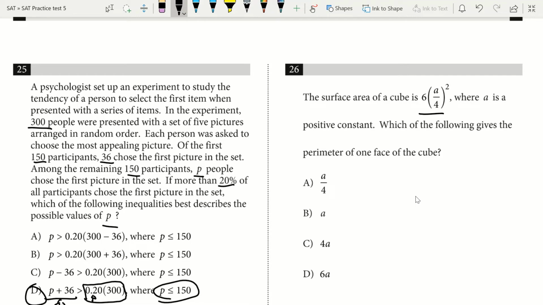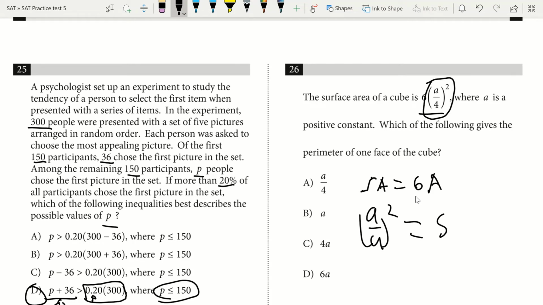All right, the surface area of a cube is 6 times quantity A over 4 squared, where A is a positive constant. Which of the following gives the perimeter of one face of the cube? All right, well, surface area, SA, is equal to 6 times the area of each side. Well, that means that my area of each side is going to be my A over 4 squared. That's my area, and we know the area of a side of a square is S squared. I root that to get my side length, so my side length is going to be A over 4.